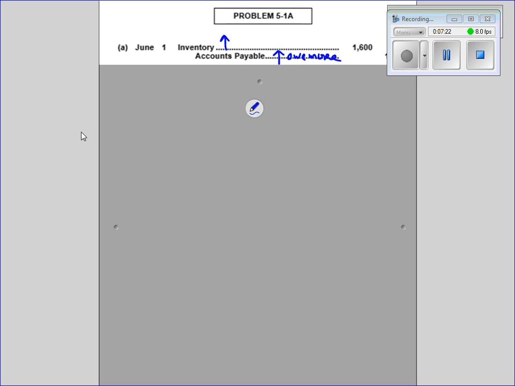Folks, that's all I'm going to do on the recorded transactions. And so is that an okay pace?